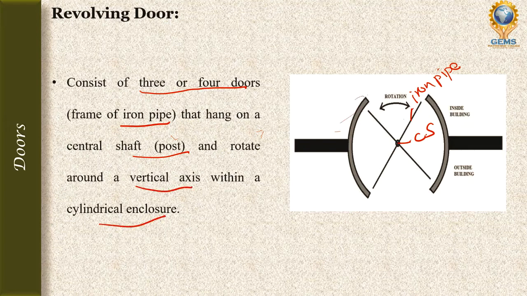So these are the cylindrical enclosures. The iron pipe frames rotate inside the cylindrical enclosure around a vertical axis. These doors are generally used at the entrance to ticket booking offices, railway platforms, counters, or shopping malls. So any big buildings, any beautiful buildings, they will have revolving doors.